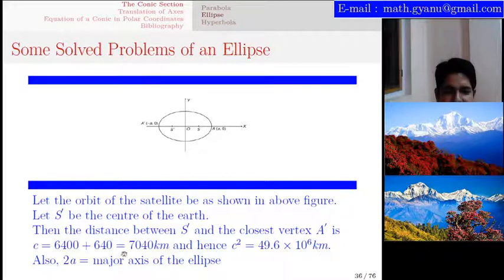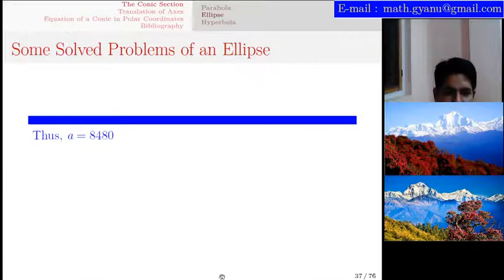And also, 2a, the major axis of the ellipse, is the distance equal to 640 plus 12800 plus 3520. Why? 640 is one component and 2 times that will be the distance from O to S and O to S prime, and 3520 is the maximum distance. So that will be 16960 km, and so the value of a will be 8480, and you may write a square equal to 71.9 times 10 to the power 6.